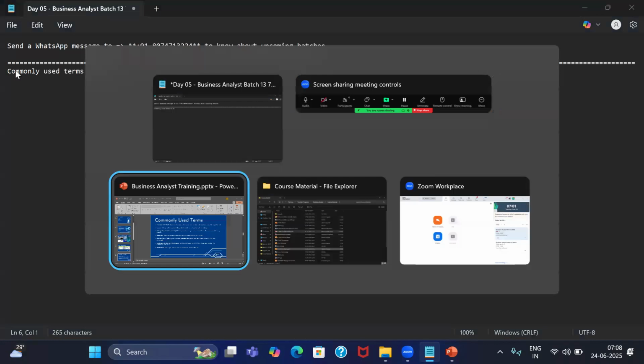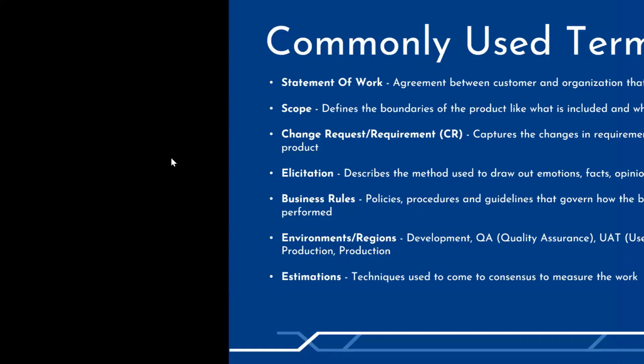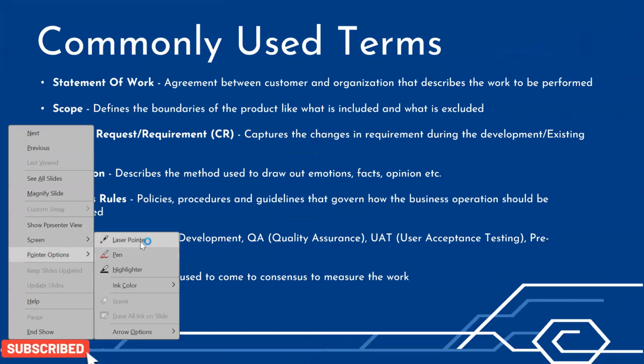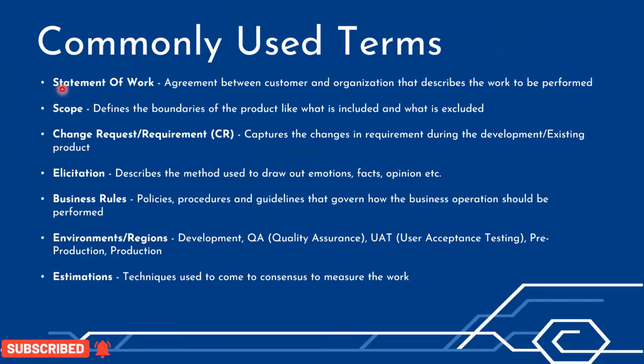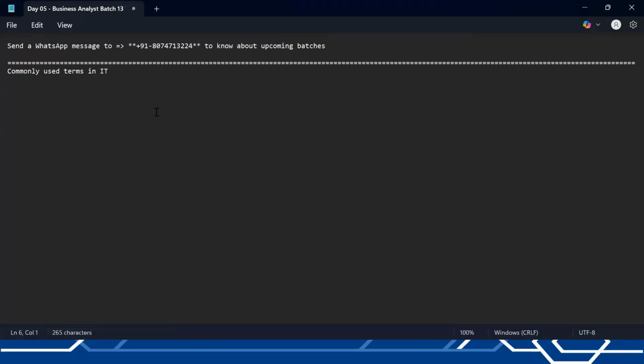So let's get started. The first term is statement of work. This we covered yesterday as well. Statement of work is also abbreviated as SOW.